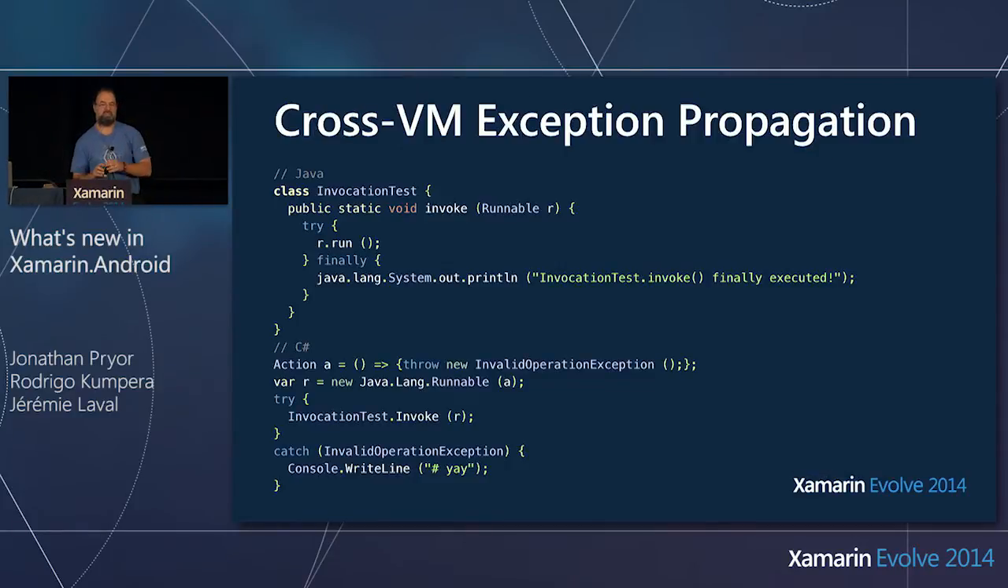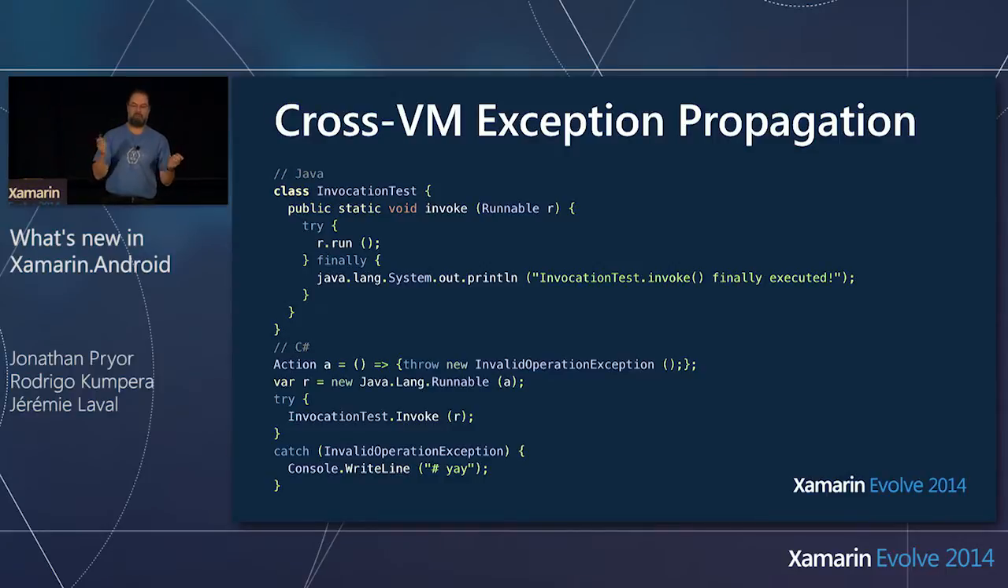Next is cross-VM exception propagation. So the real question is, what on earth does this mean? Before you tear your hair out, because I'm losing my hair, what it means is consider this code. We've got some Java code.